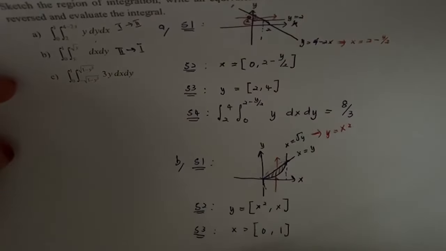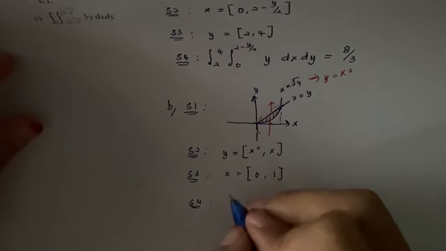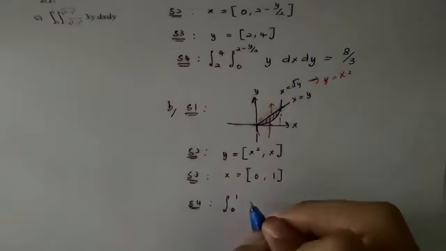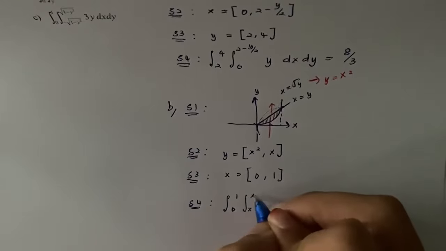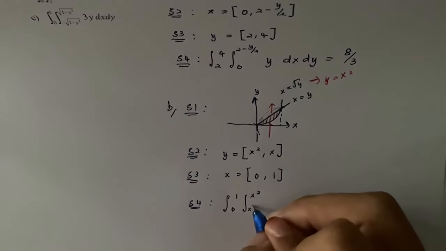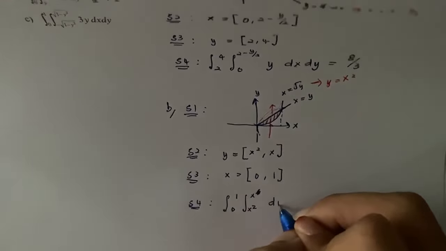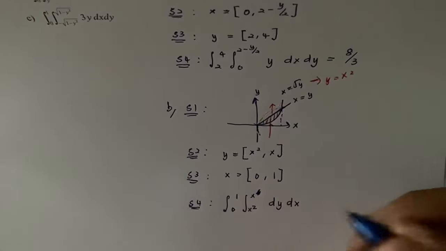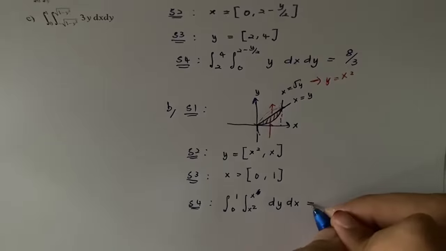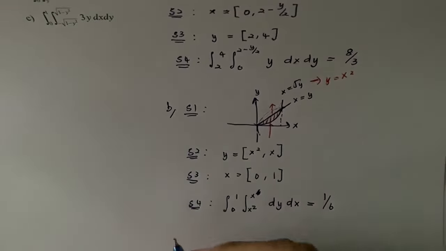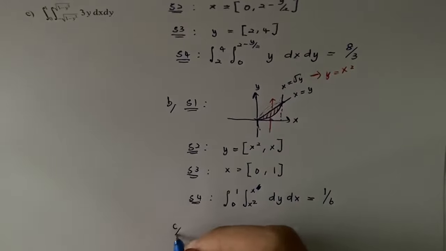And the fourth step, the double integral is written as the integral from 0 to 1, from x square to x, dy dx. And solve this, you get 1 over 6. And last, example C.